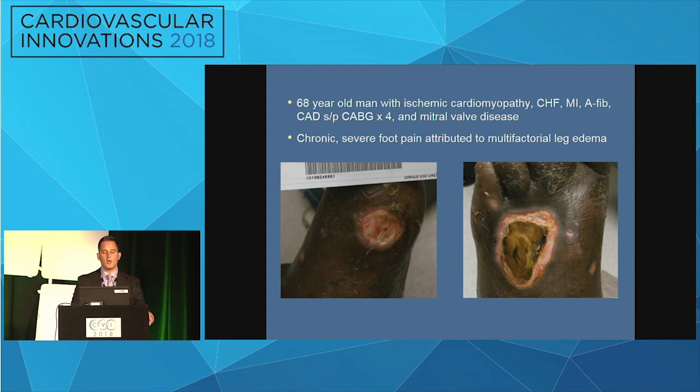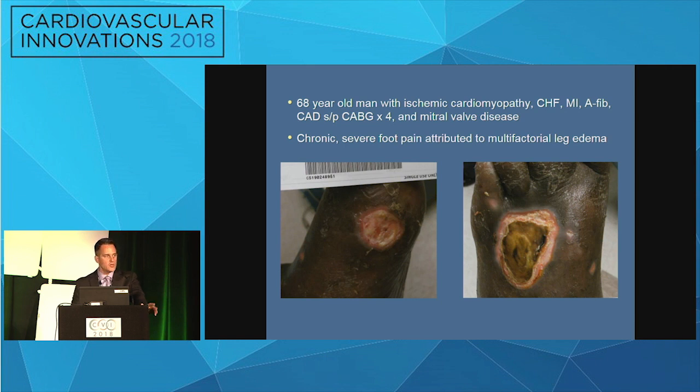A 68-year-old diabetic man, multiple comorbid factors including ischemic cardiomyopathy, heart failure, previous MI, AFib, coronary disease, as well as valvular heart disease. But he had tissue loss on his wounds that had been present for many, many months. You can see these fairly well circumscribed defects, but he also had severe chronic pain that previous providers had chalked up to his multifactorial edema.